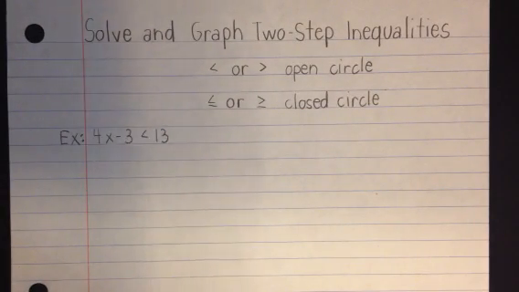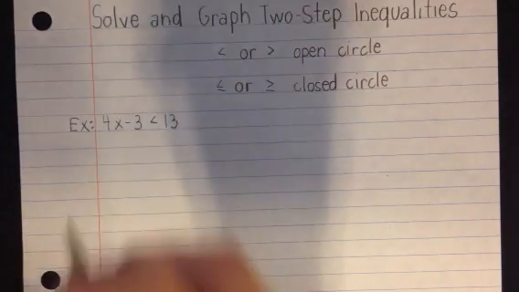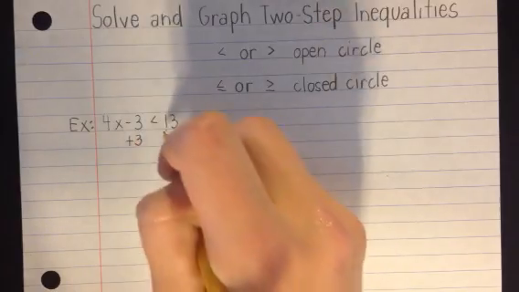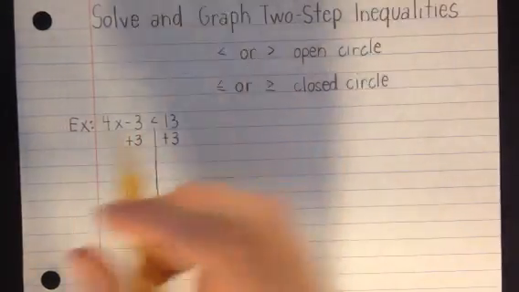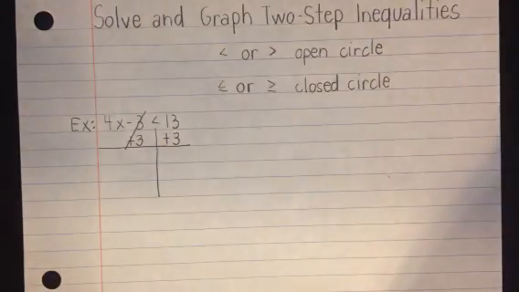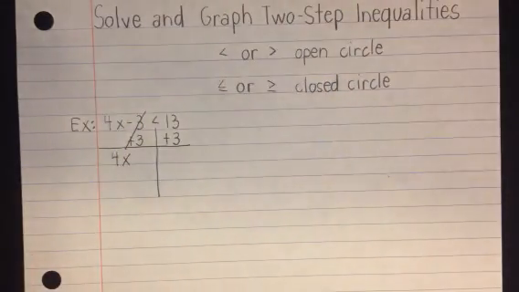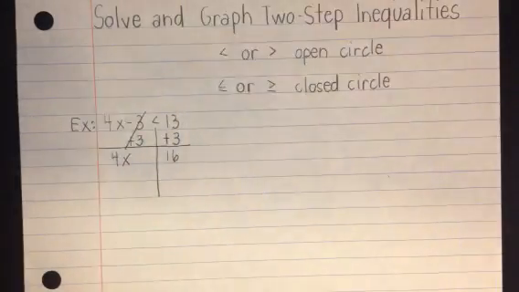This works in the same way that you would solve a two-step equation. So just like you would with a two-step equation, you would get rid of this minus 3 first by adding 3 to both sides. Alright. And the minus 3 and plus 3 cancel out as it goes to 0. The 4x gets dragged down. And 13 plus 3 is 16.